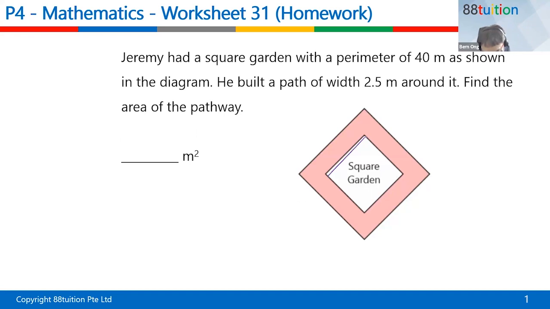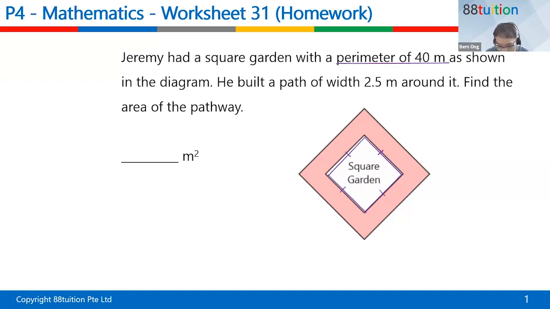And a square garden means what? The meaning of square means the four sides are equal, right? So sometimes your teacher puts in strokes like that. Is that okay? So this is the square garden, and the square garden has a perimeter of 40 meters.